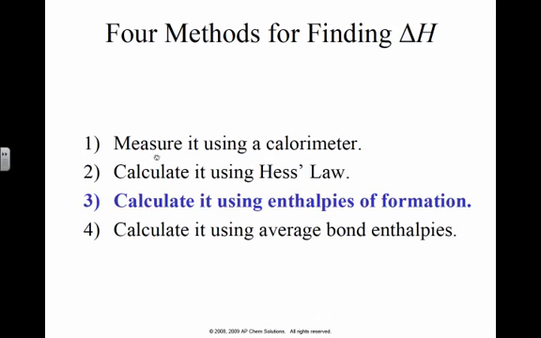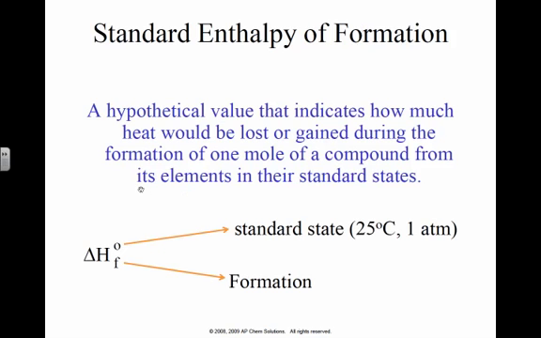Okay, the next way that we're going to solve for delta H is to calculate it using enthalpies of formation. Standard enthalpy of formation is going to look like this. Here's my delta H enthalpy. Standard, this little symbol, stands for standard state, which is at 1 atm for pressure and 25 degrees Celsius, and this little f stands for formation.